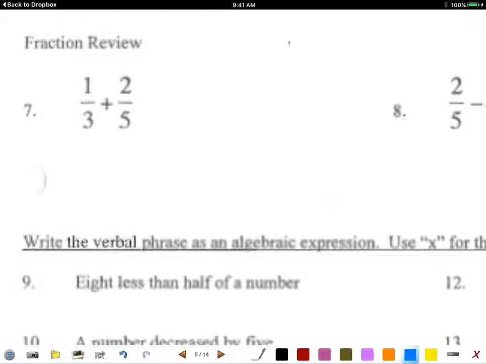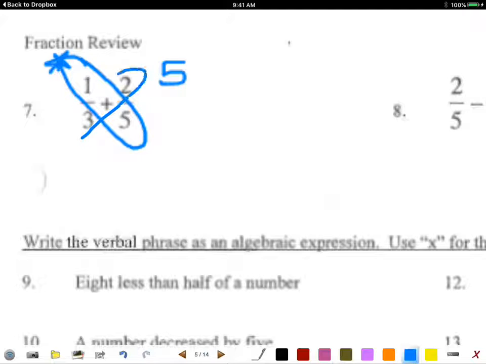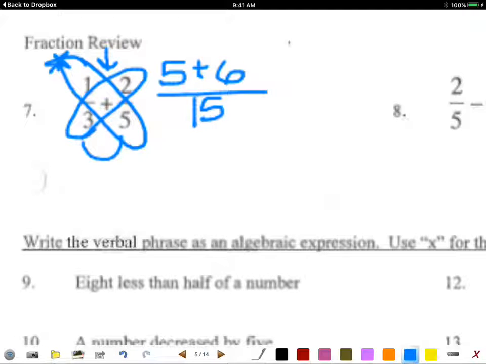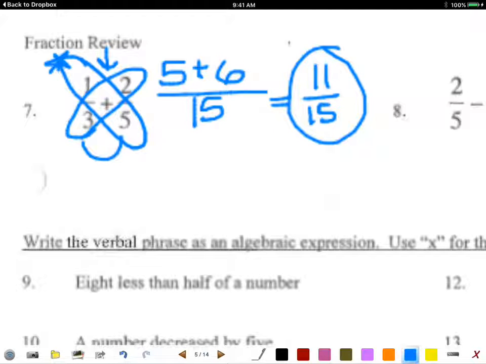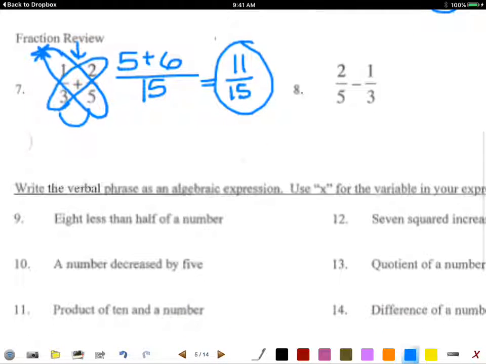But if they're different denominators, then you're going to start here. There's this little multiplication method that we can use where we do 1 times 5, which is 5, 3 times 2, which is 6. And then because there's a plus sign in the middle, we're going to put a plus in the middle. And then the denominator comes from the two denominators. 3 times 5 is 15. So what's 5 plus 6? 11 over 15. And that cannot simplify, but if it could, you would simplify, and that would be your answer.